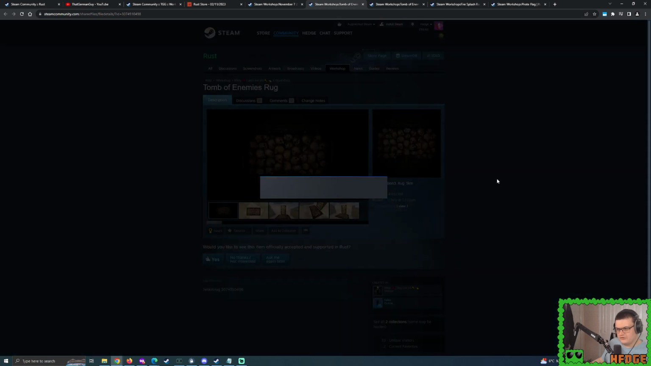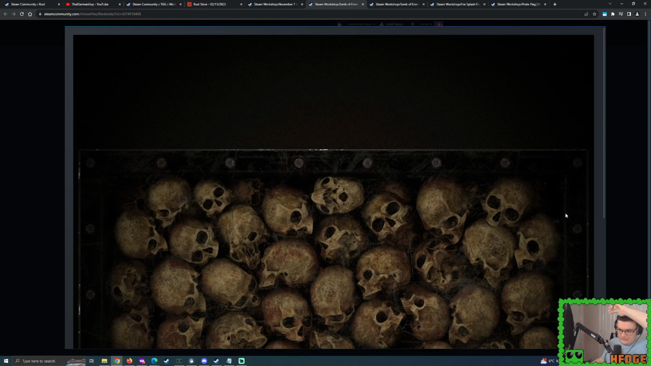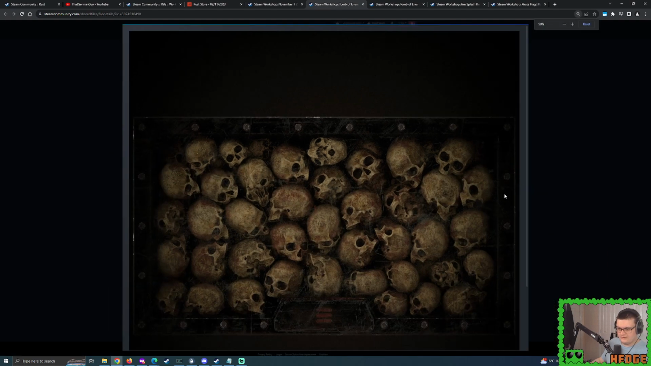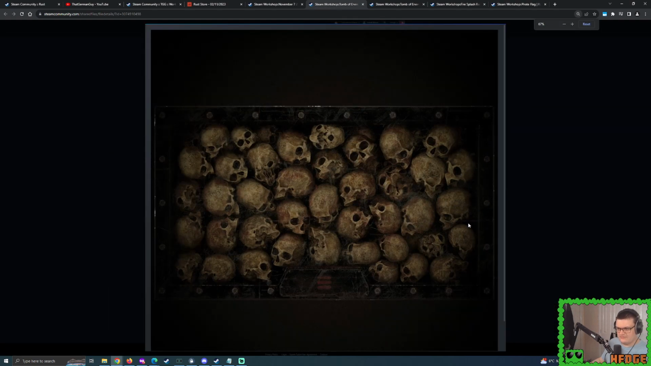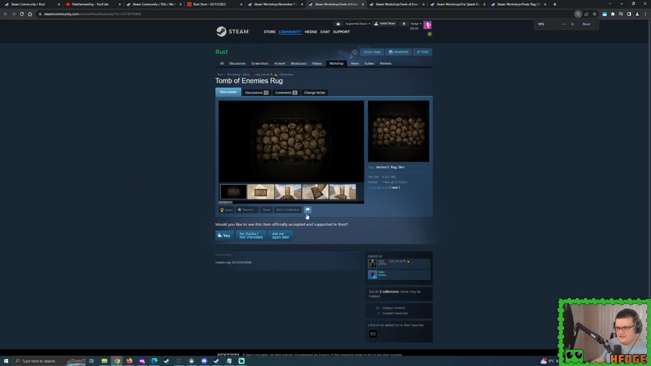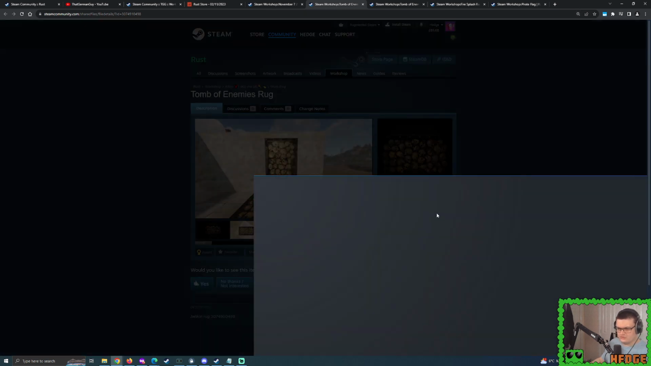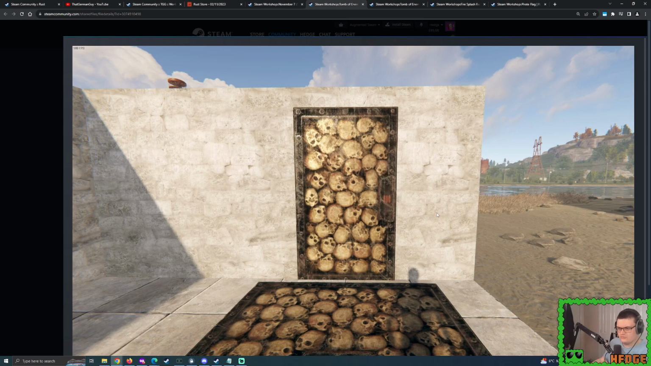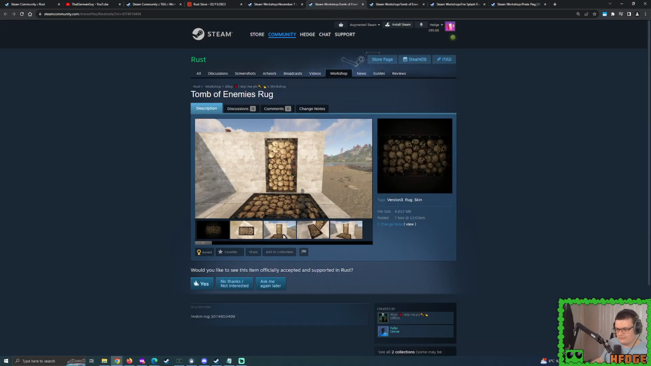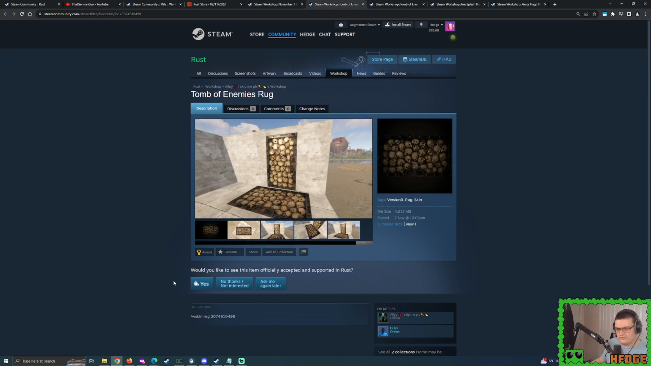Next we have the Tomb of Enemies Rug, made by Alloy and Falco. This happens to glow in the dark, and that's pretty scary. You could have released this for Halloween, honestly. Damn, look at that. Oh, that's a bit graphic, isn't it? So, yep, this is the Tomb of Enemies Rug. And is that supposed to look like a door? Because it kind of looks like a door. It's a little bit awkward, but hey, at the end of the day, if you're a fan of it, you know what to do. You've got your vote right there.